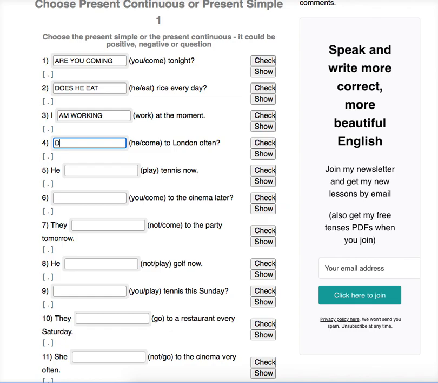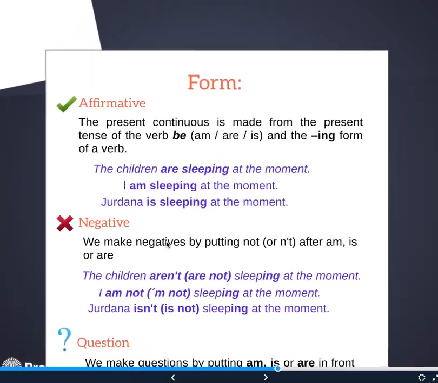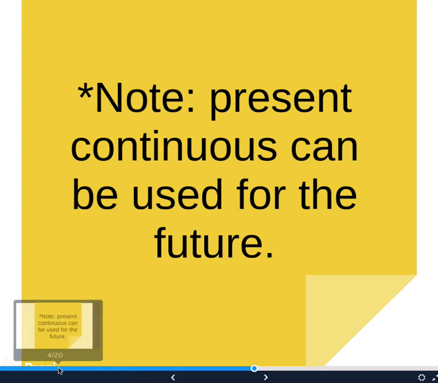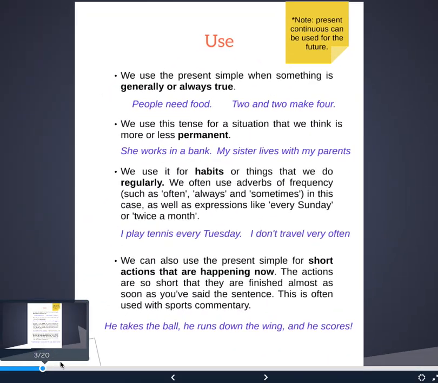Vas a hacer una pregunta, ¿cómo lo haces? Mira tu sujeto. ¿Qué utilizas con he? ¿Do o does? Do. ¿Segura? Yes. No, no, y no la van a ayudar, ella solita puede. No, señora, acuérdate, mira acá. Let me go back to my presentation. Let me go back to my slides. Give me a second.